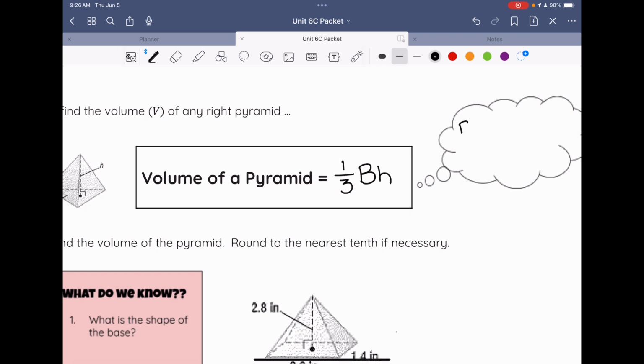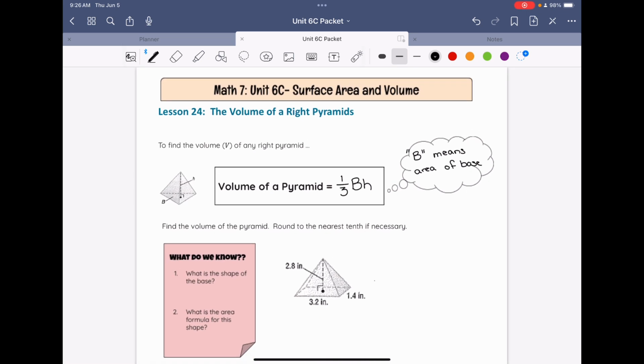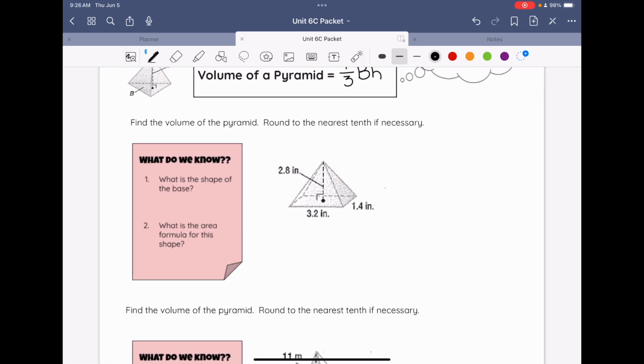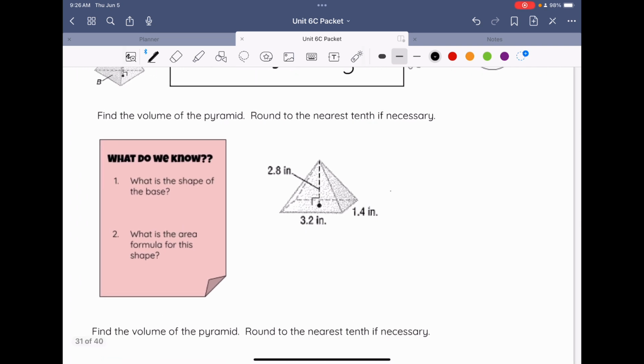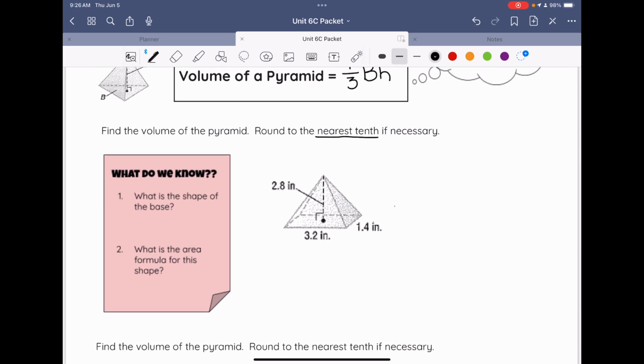And remember that capital B means the area of our base. All right, so if we are finding the volume of our pyramid, it says round to the nearest tenth if necessary. I'm going to just underline our rounding directions.